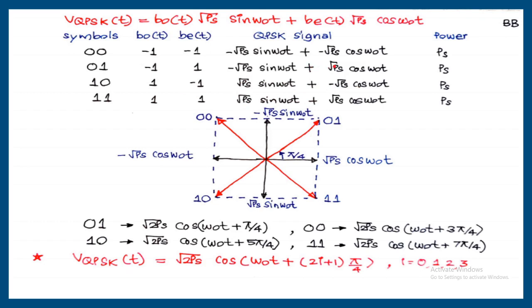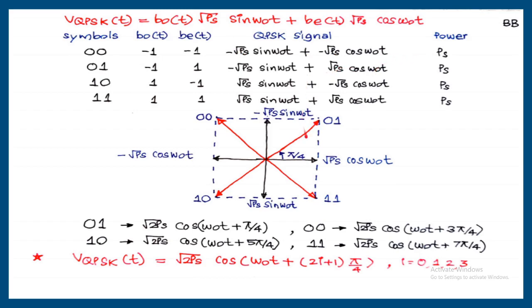And for each signal, the transmitted power will be Ps. When you are taking the average of QPSK transmitted power, it will be Ps. Power of this signal is Ps by 2. Power of this signal will be Ps by 2. So Ps by 2 plus Ps by 2, the power will be Ps. How to calculate power? That is amplitude square by 2. Amplitude square is Ps by 2, Ps by 2. That is why the power of this portion is Ps by 2. Power of second portion is Ps by 2. Total power will be Ps.